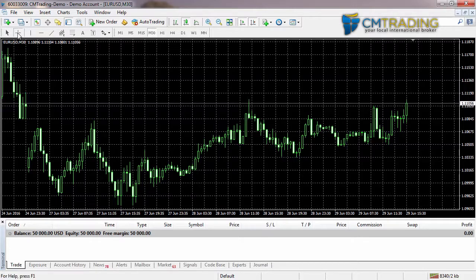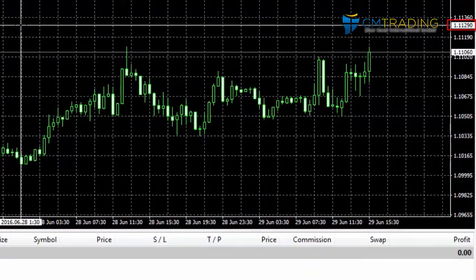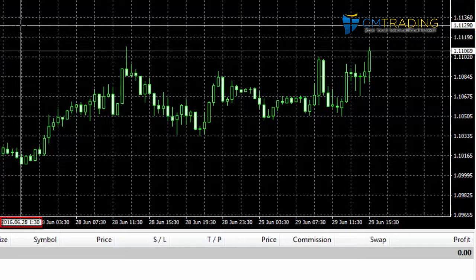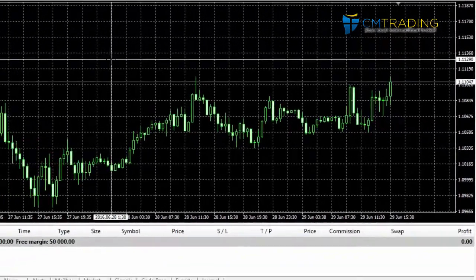You can click on the crosshair and then move it over to your chart. By default, you'll see here on the horizontal side, it is showing me the price level that I've selected. The vertical line is showing me the time that the candle opened. So for example, this is a 30-minute chart. The area that I've selected, it is telling me the 28th of June 2016 at 1:30. That means that candle opened at 1:30.